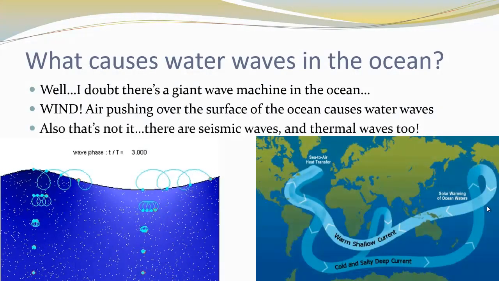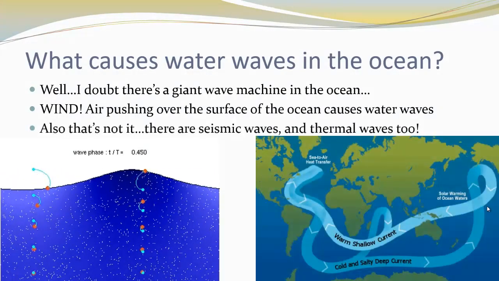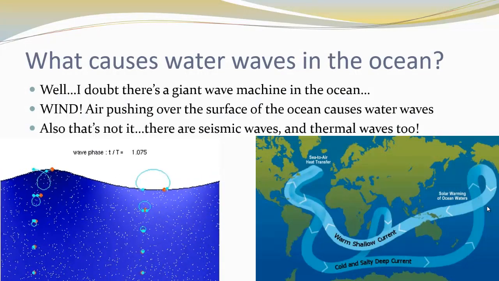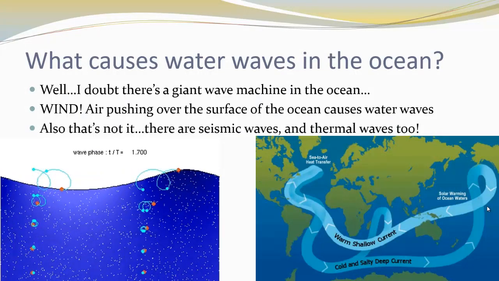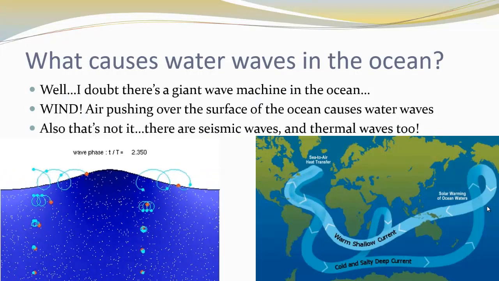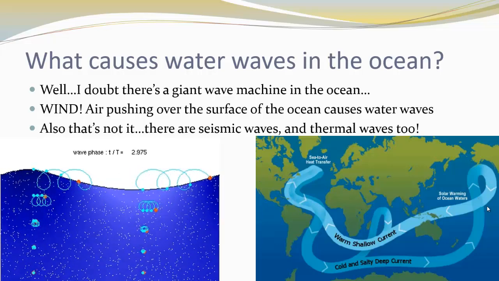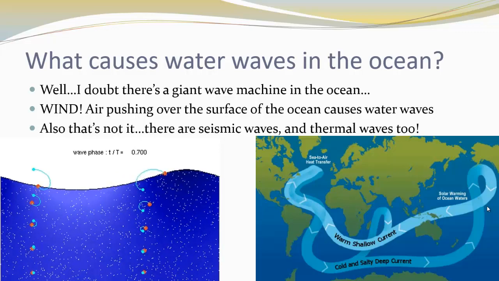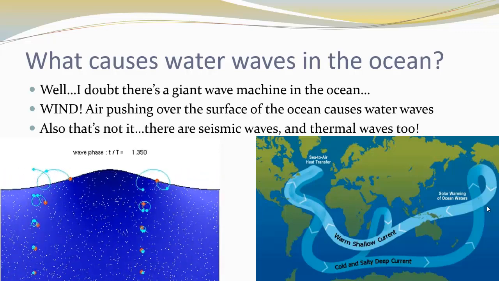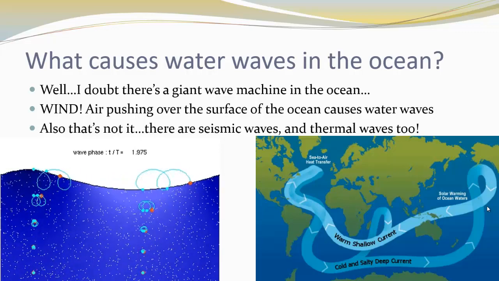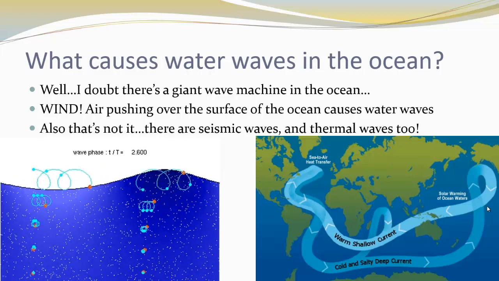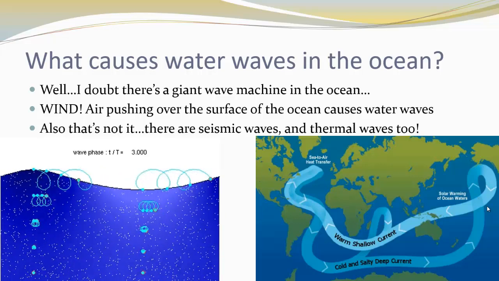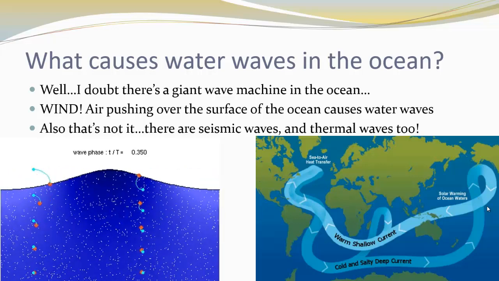There's also a couple of other reasons. So you've got seismic waves and thermal waves, and there's actually more than just those, but these are the ones that are the most important for our class at least. Seismic waves would be caused by something underground, like seismic activity and tectonic plates and stuff like that. So if there's an earthquake and the earthquake occurs underwater, you'll notice that it pushes the water away.